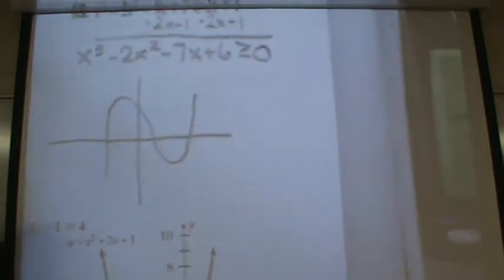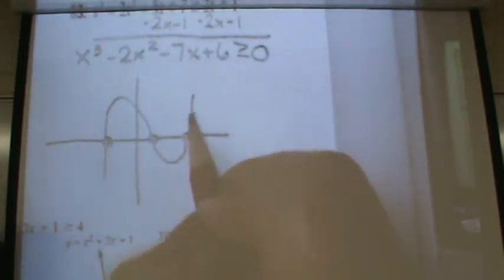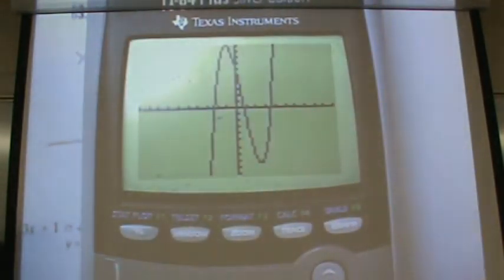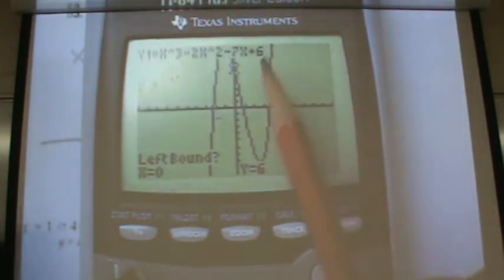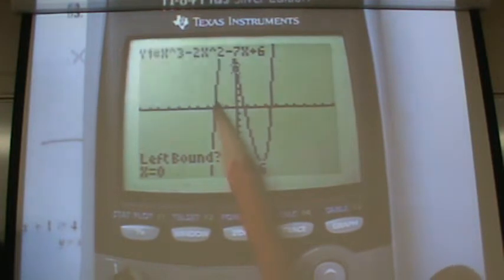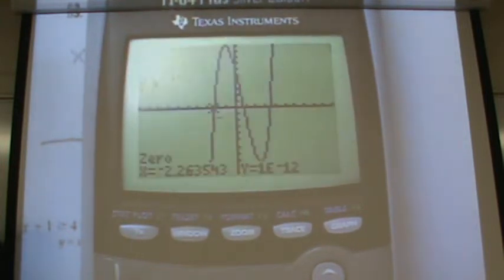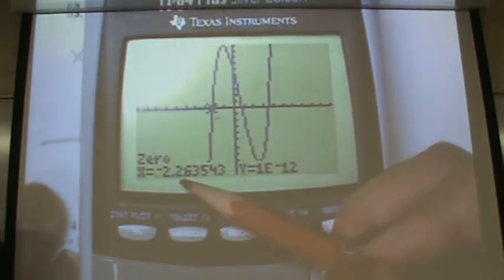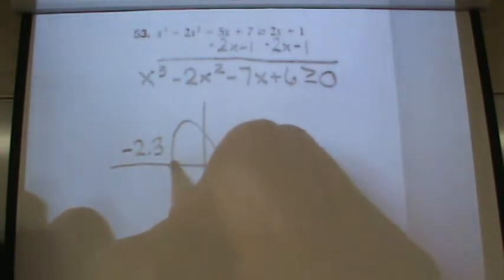So now I need this number right here, this number right here, and this number right here. Those are your critical values. Can someone tell me how to find that one on this calculator? Second, calc, zero. What's to the left of that intersection? -3. And then let's do -2, -1, and you don't have to guess. So what's that number? Read that right there. -2.26. Let's just round, -2.3. Is that okay? Yeah.